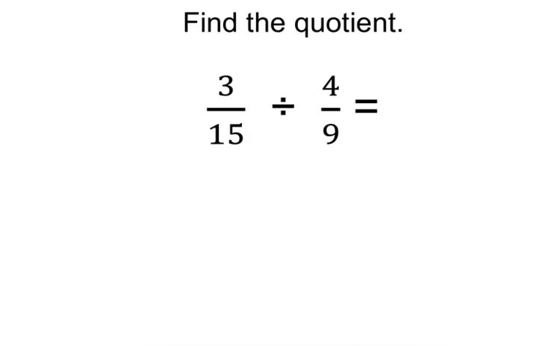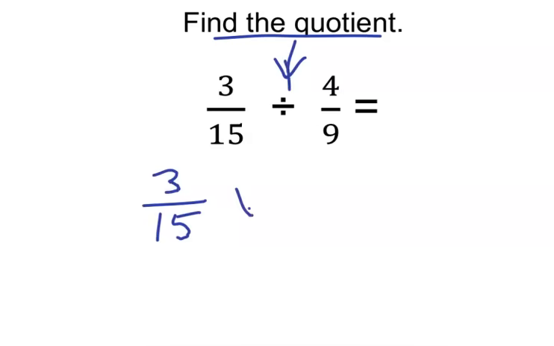Okay, here we are, quarter 3, week 7, day 2. Find the quotient, which means we're going to do the keep, change, flip. 3 over 15 divided by, so we're going to make that a multiplication. And the inverse, or the reciprocal, or the multiplicative inverse of 4 over 9 is 9 over 4.